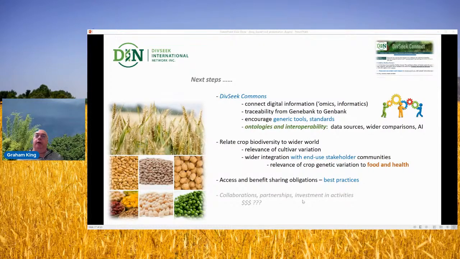Finally, I'd like to say, both for Cdno and DivSEEK, we're really keen to speak to a wider range of people about what collaborations, partnerships we can get involved in, and where can we find investment for these critical aspects, I think, for all our futures in making sure we have sufficient food of the right nutritional quality for the future. So thank you. I'll end it there, and thank you very much.